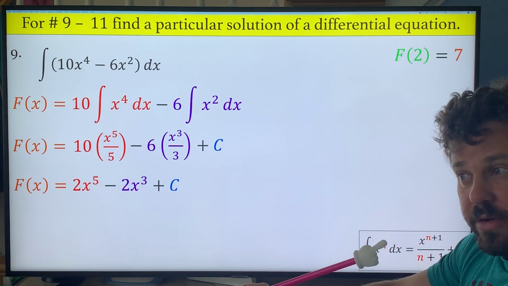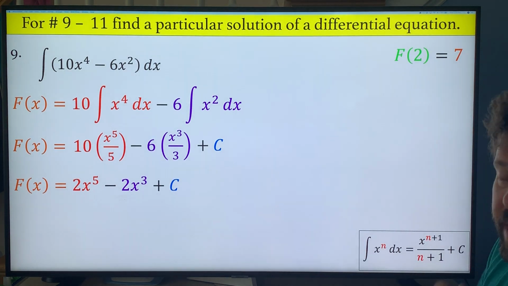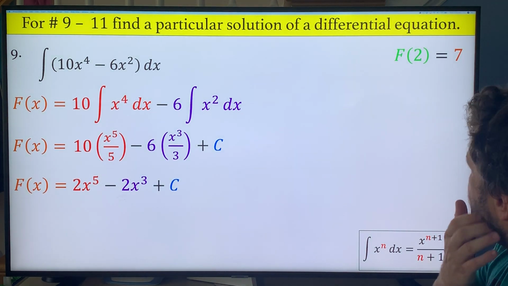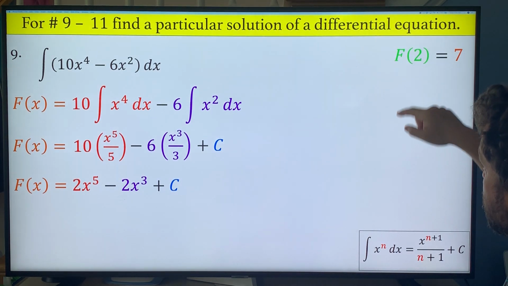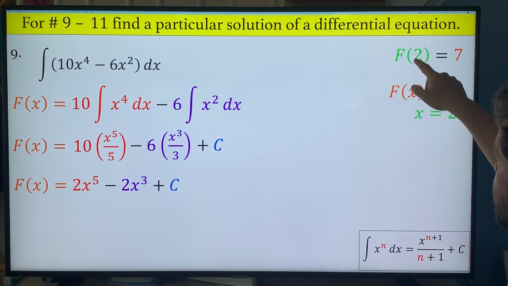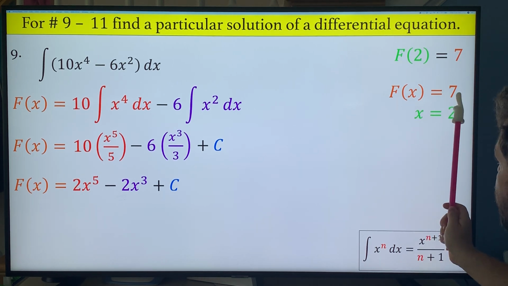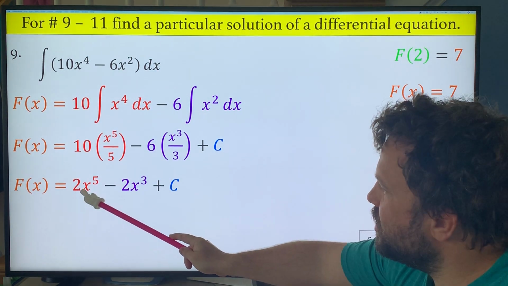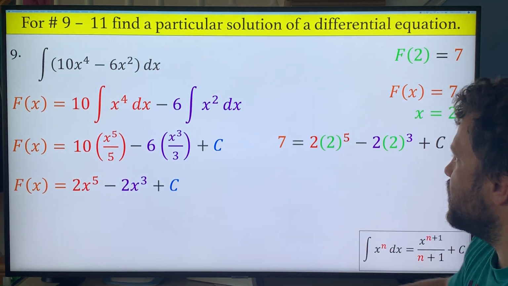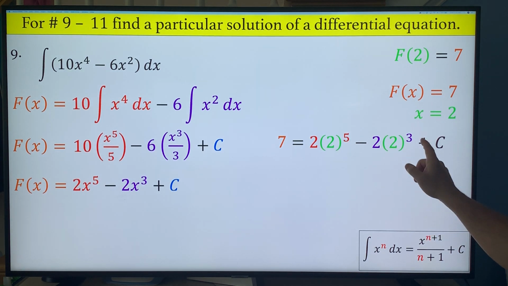So once you find your integral, like we did for the first 8 problems, now you're going to take this and find out what your x and f of x is. Your x is the number that's in here because it's f of x. So your 2 is your x, and f of x equals 7. So now you got these two things. F of x, the 7, goes here. X equals 2 goes in here and here. So you got 7 equals 2 times 2 to the 5th minus 2 to the 3rd plus c.